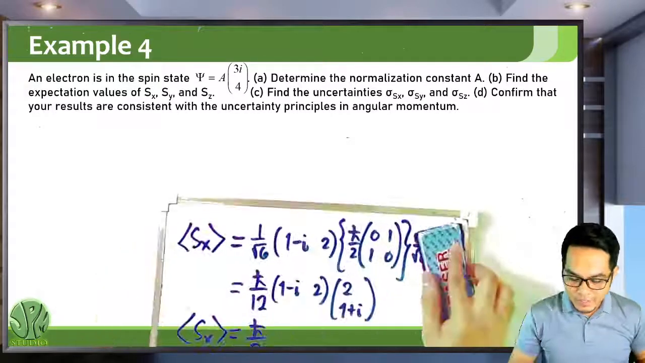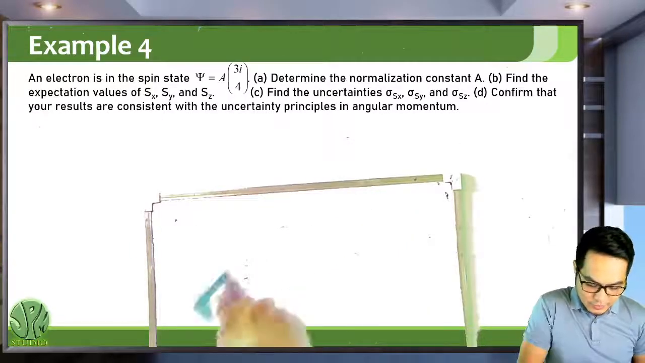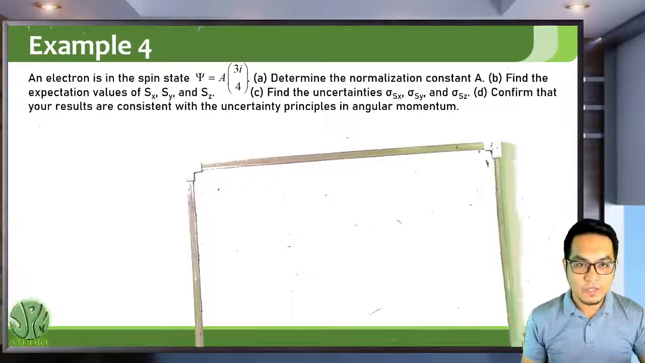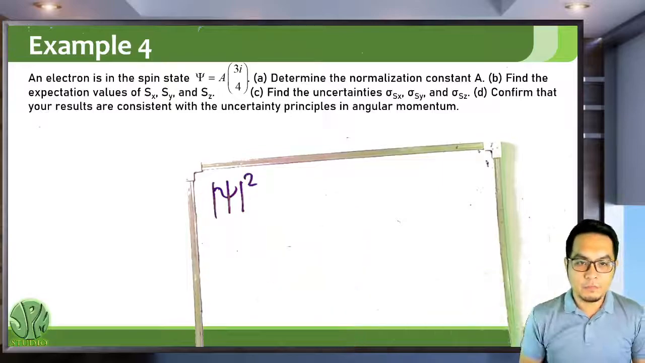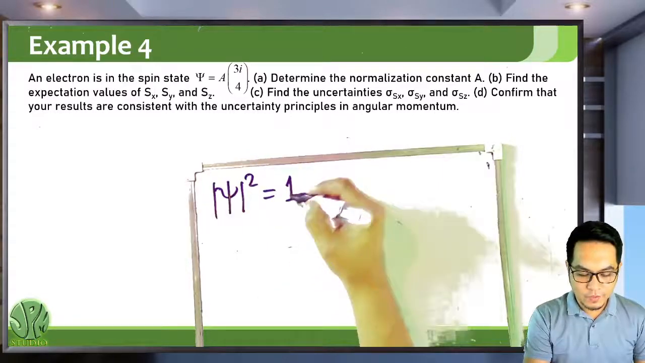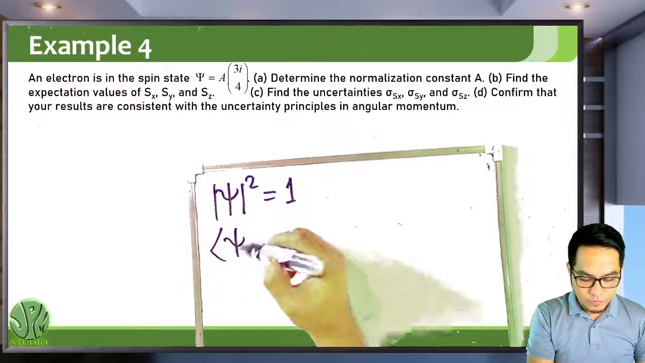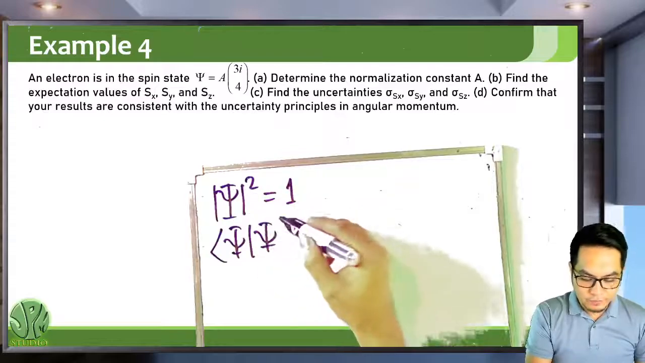So find the normalization constant. To find the normalization constant, you just use the normalization condition. The normalization condition states that the inner product of psi with itself must be equal to 1. So this is just the bra version of this, the inner product of the state with itself.